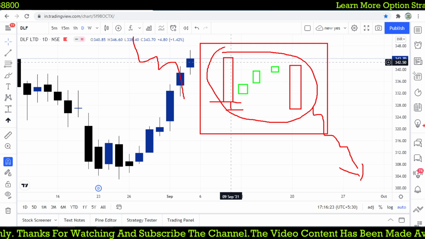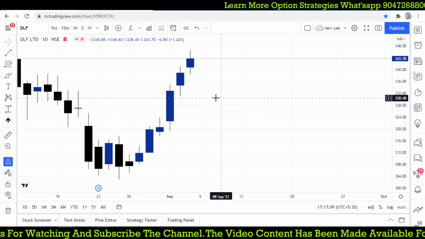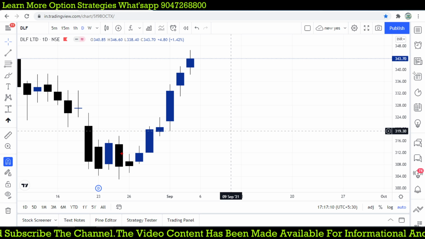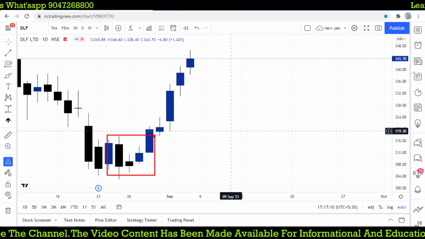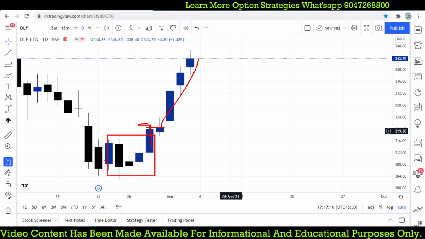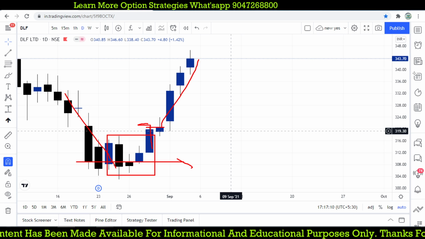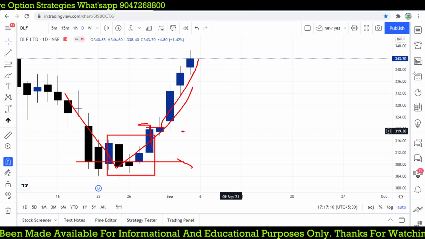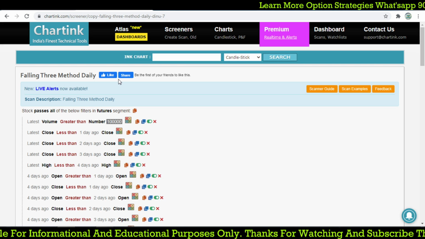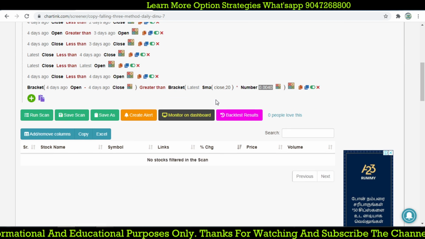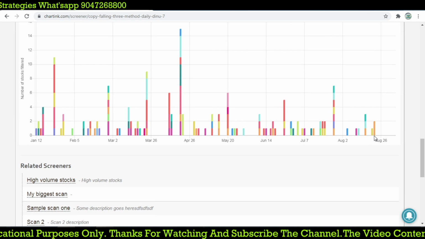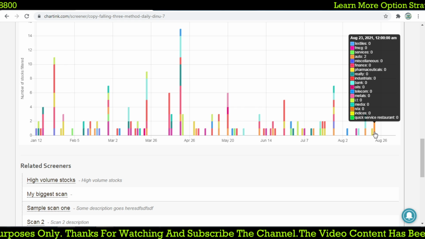In the last video we discussed DLF on the rising three method, right? 1, 2, 3, 4, and here somewhere is the rising three method, up to this candle. It gave you a breakout and a move, and it happened at the lowest level, so there are reversal possibilities in the market too. Now we are going to use the falling three method code that I have already created. Let's run this code and we will find a lot of stocks, but recently we don't have any. This is as of 23rd August.